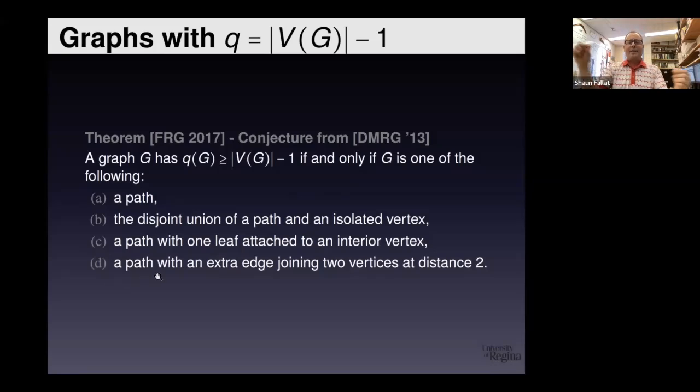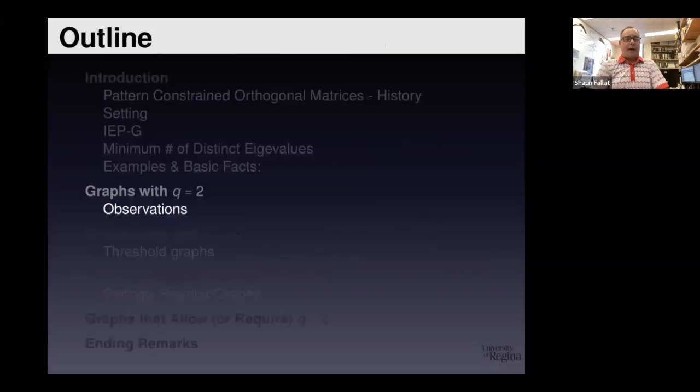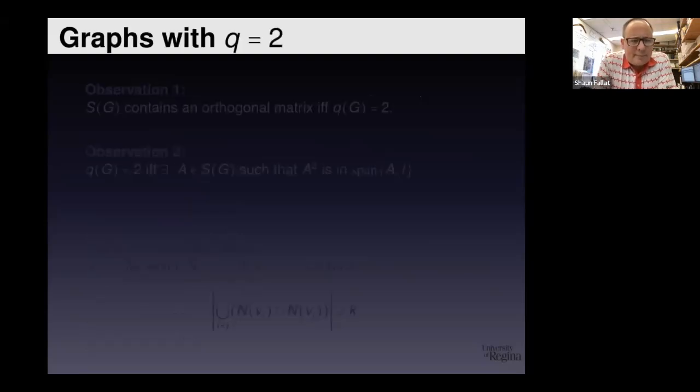Or you take a path and you draw a little triangle on the bottom of that path and you slide that triangle back and forth. Those guys are the only two connected graphs that have q equal to the number of vertices minus 1. And after that, we really do not have an official characterization of any other q value, to the best of my knowledge.